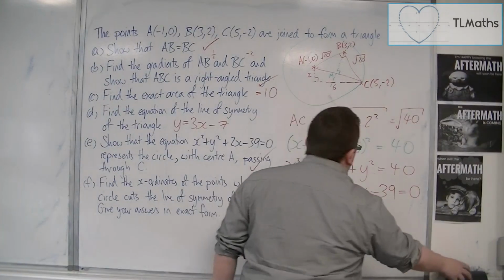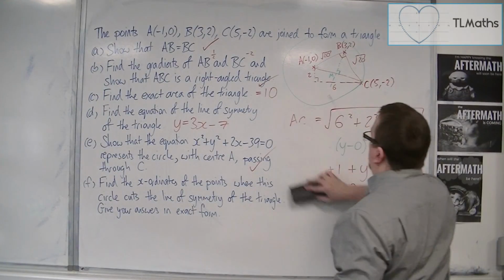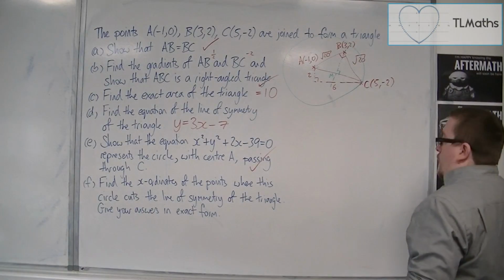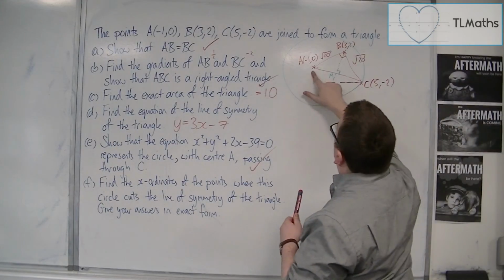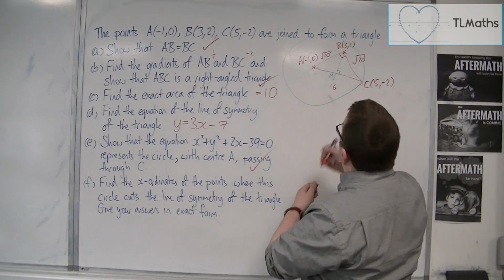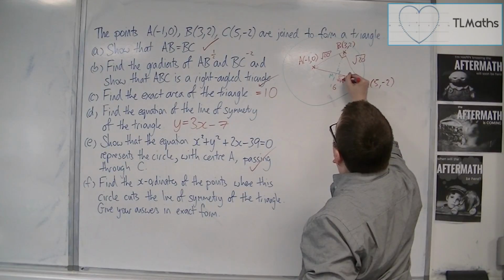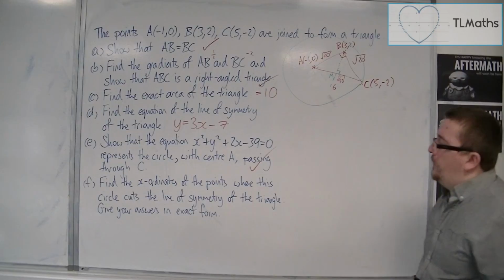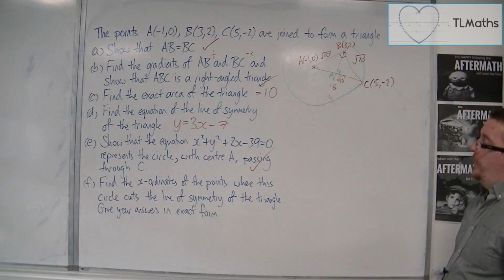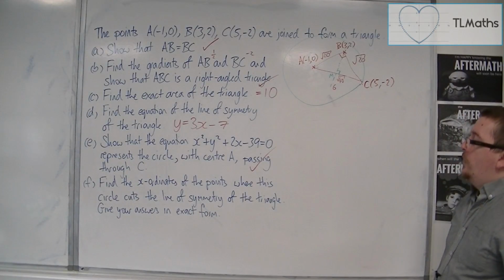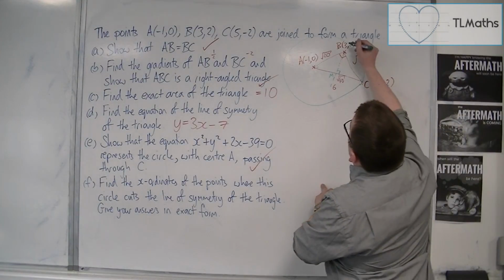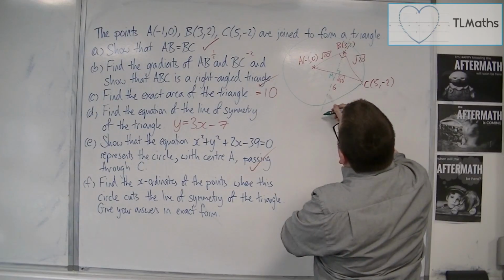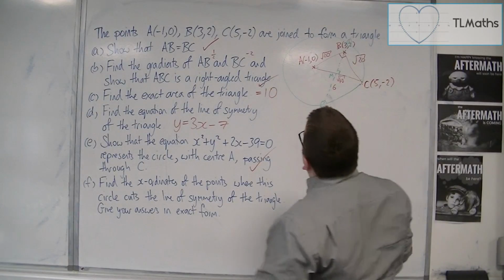Then, finally, if I just raise that little triangle there in case I need it, and I know that that length is now root 40. Find the x-coordinates or x-ordinates of the points where this circle cuts the line of symmetry of the triangle. Give your answers in exact form. So we can see that the circle will intersect this line of symmetry at two points.